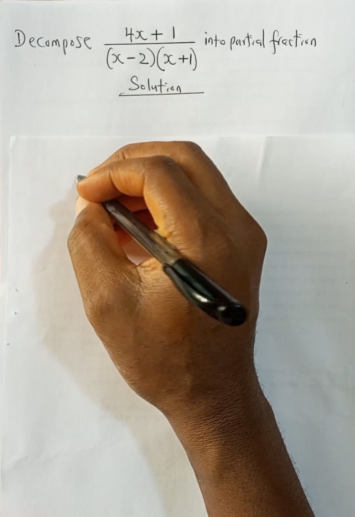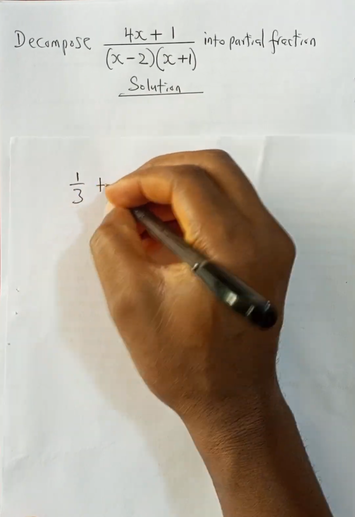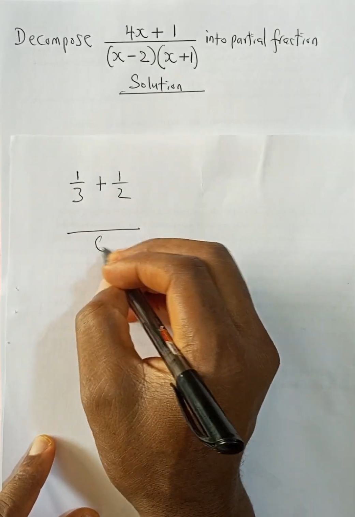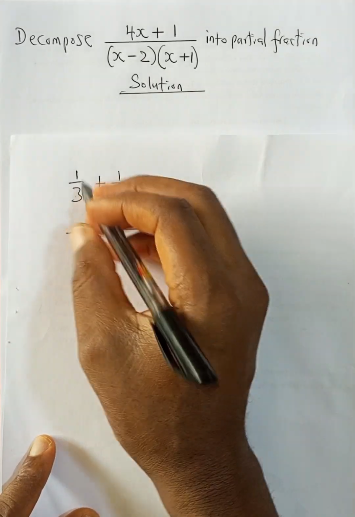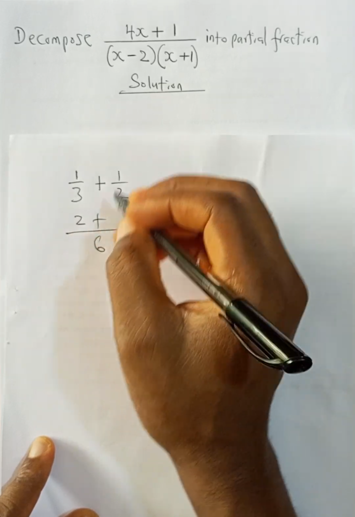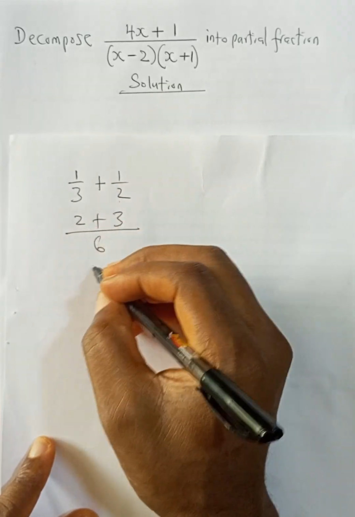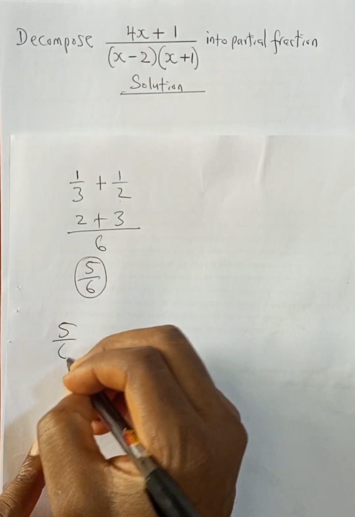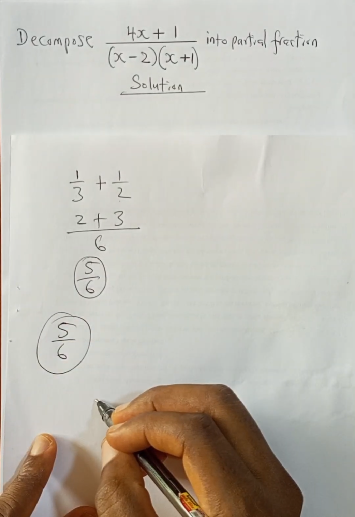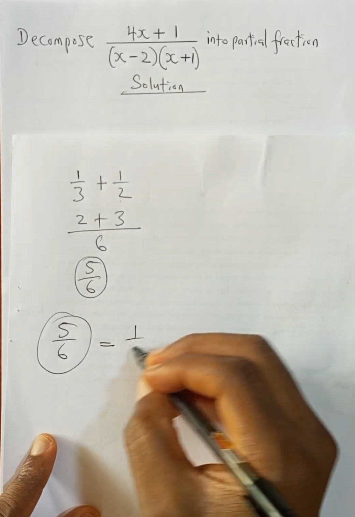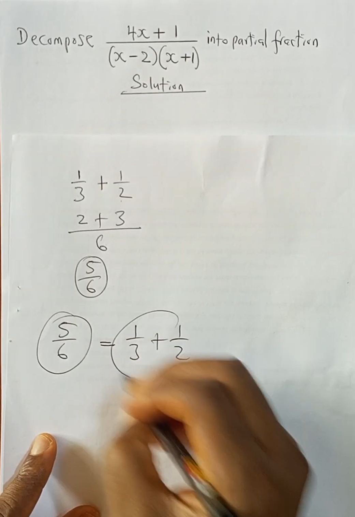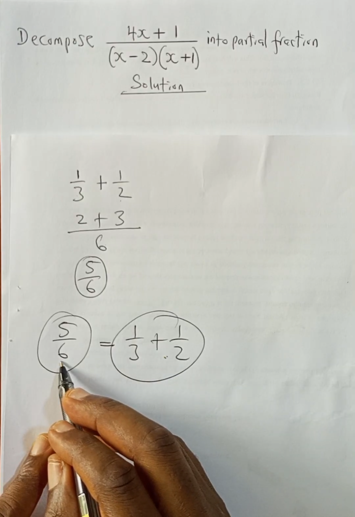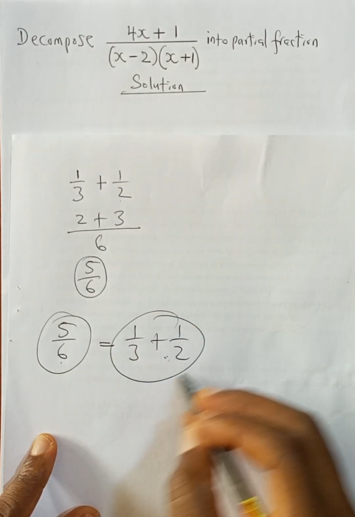Let's say, for instance, we have 1 over 3 plus 1 over 2. If you add these two now, the LCM is 6. This goes here is 2 times 1, 2. This goes here is 3 times 1 is 3. If you add them up, you have 5 over 6. Now, this 5 over 6 is known as single fraction. It's the same thing as 1 over 3 plus 1 over 2. In this form, it is called partial fraction. This is single fraction. This is partial fraction in this form.